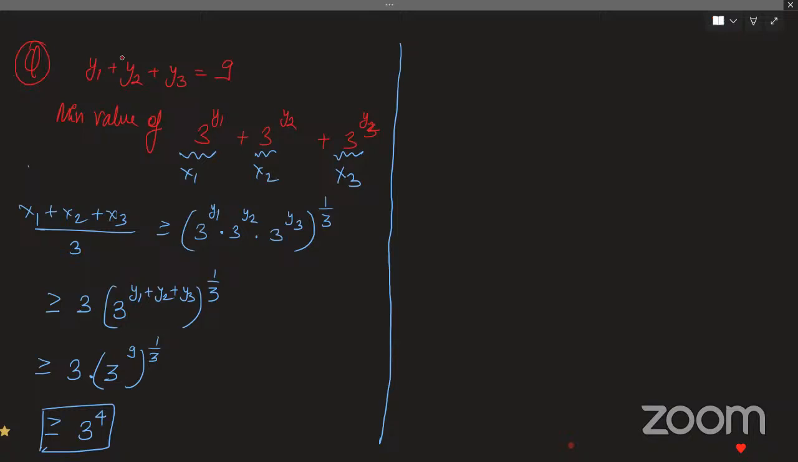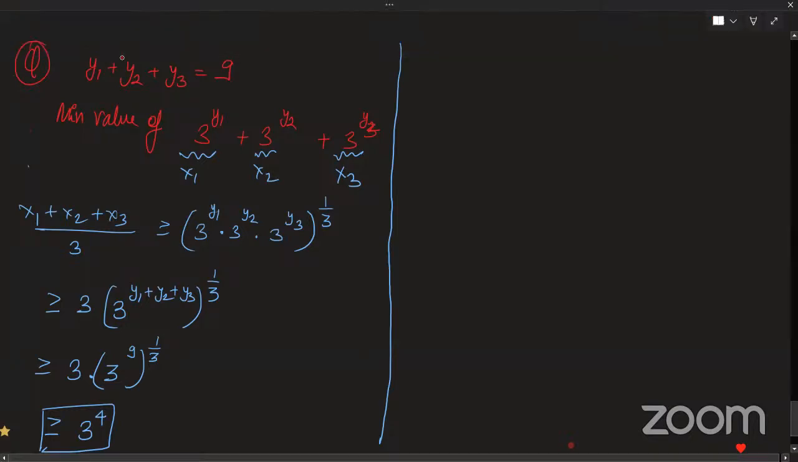Just one similar question related to this. It says that my x1 plus x2 plus x3 is equal to 9. And now it is asking me the maximum value of log base 3 x1 plus log base 3 x2 plus log base 3 x3.